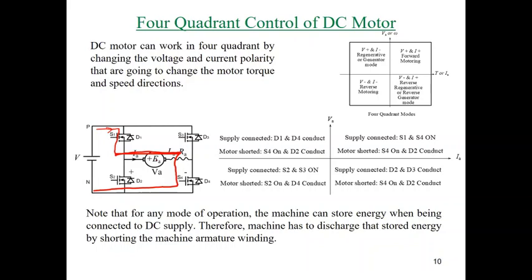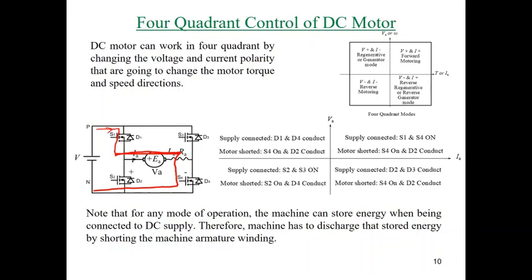The stored energy will be dissipated. Is it right? Yes. So you have current flowing in this direction, so the current will keep flowing in the same direction and force D2 to turn on, or D2 to conduct.